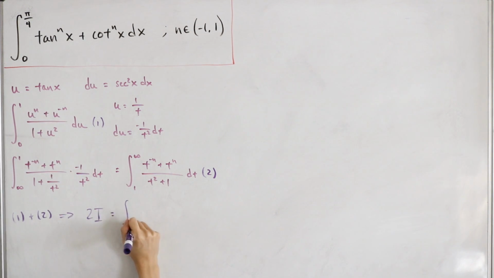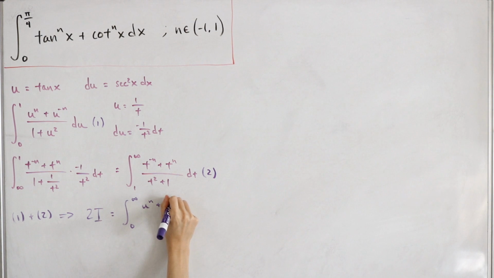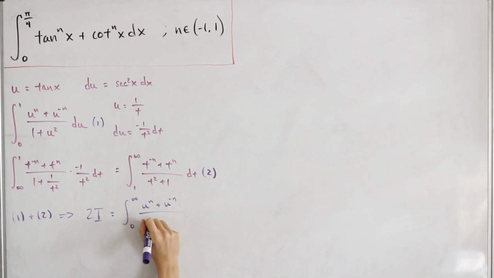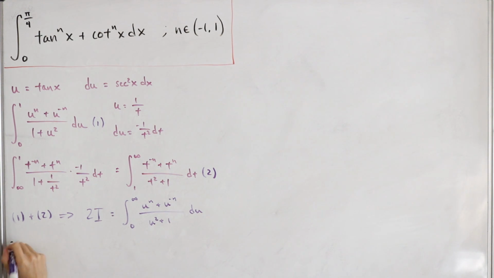So now that our bounds is going to be from 0 to infinity, and it's a dummy variable, I'm just going to go back to u, so it's u to the power n, plus u to the power -n, divided by u squared plus 1, then du. All right, so now going back, let's perform another u substitution for the third time.